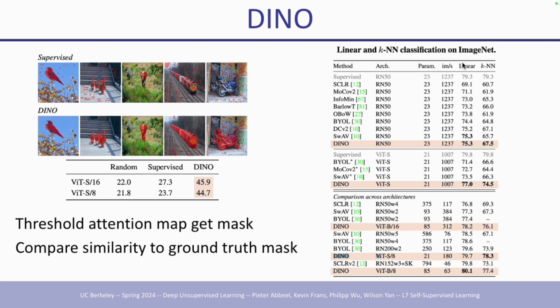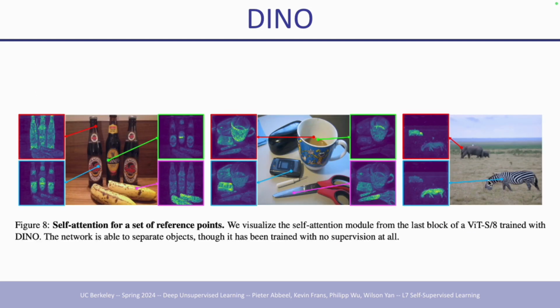With linear and k-nearest neighbors classification on ImageNet, you can also see that DINO is performing quite well with 75% linear probe accuracy with ResNet-50. If you're using a ViT version, it's able to get even a little bit higher with 77%. They also looked at these saliency maps, looking at the self-attention for a variety of reference points. And you can see that it's paying attention to semantically similar parts in the scene, able to pay good attention to objectness and ignore background.